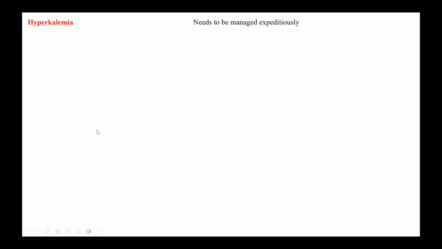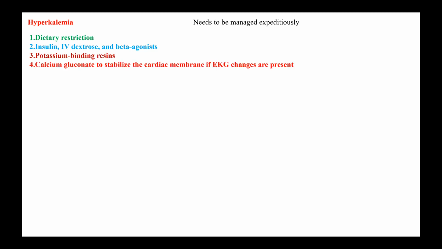Complications that can happen because of AKI include hyperkalemia. That is managed by dietary restriction, insulin, dextrose, and beta agonist infusion, potassium binding resins, and calcium gluconate to stabilize the cardiac membrane. This is a common question in both viva as well as in the theory exam. So that's the reason why I have given this answer.